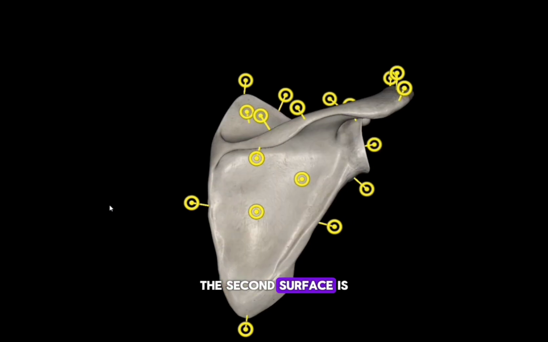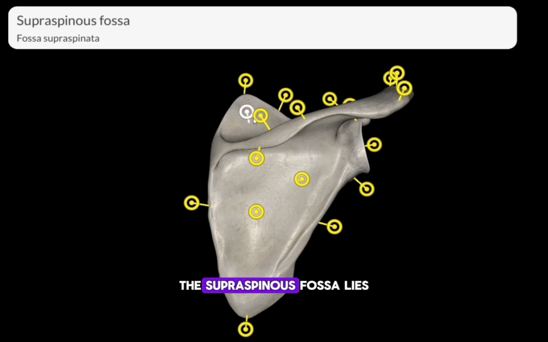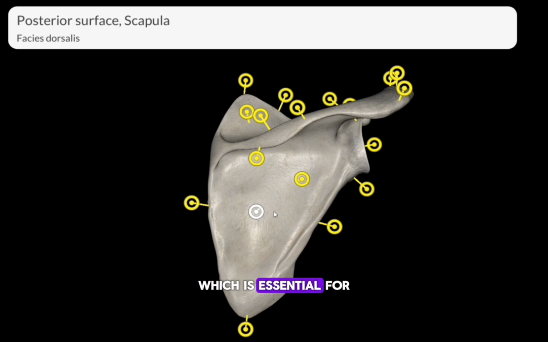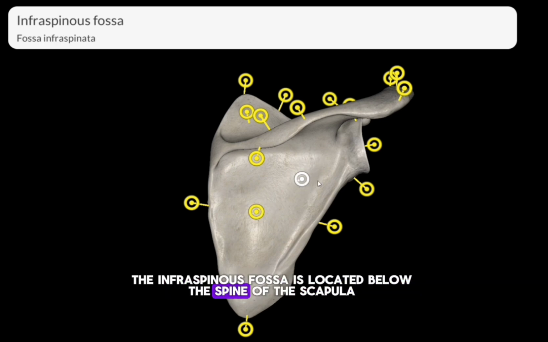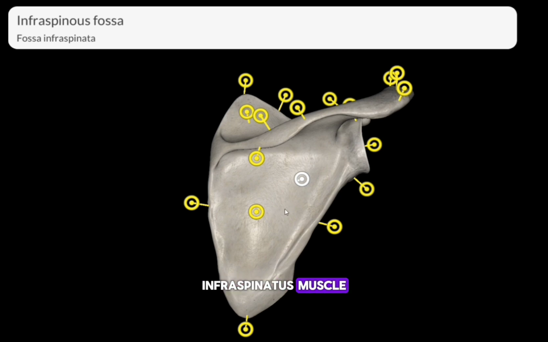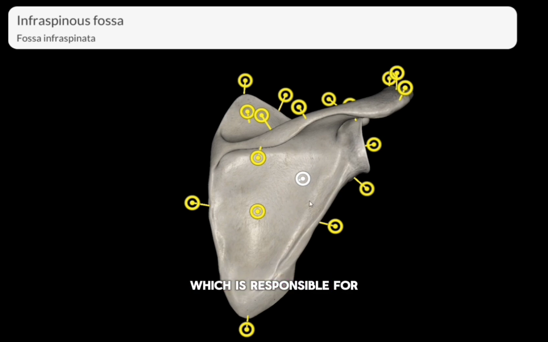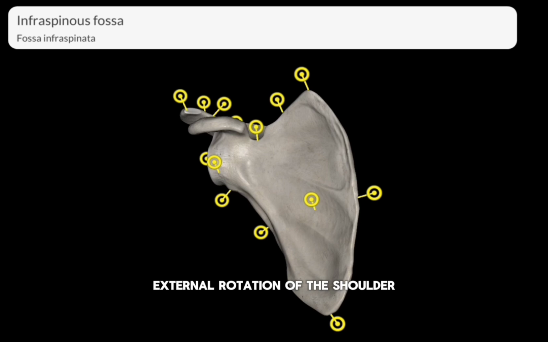The second surface is the posterior surface. It has two parts, the supraspinous fossa and the infraspinous fossa. The supraspinous fossa lies above the spine of the scapula and provides attachment for the supraspinatus muscle, which is essential for initiating abduction of the arm. The infraspinous fossa is located below the spine of the scapula and gives attachment to the infraspinatus muscle, which is responsible for external rotation of the shoulder.